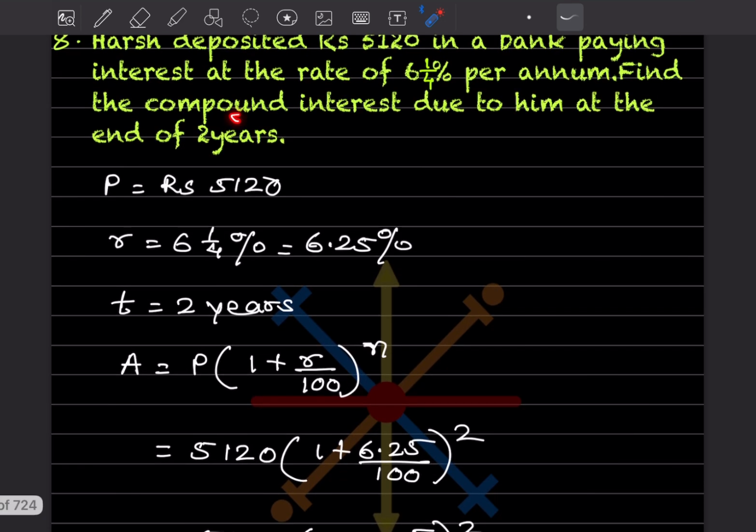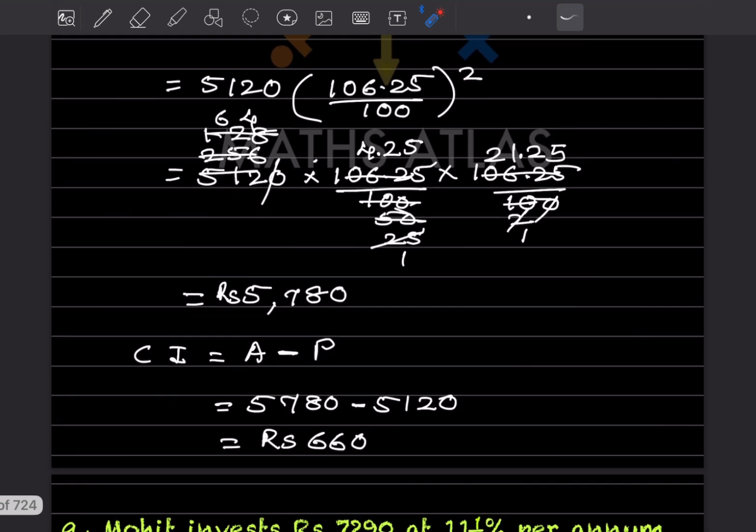So we want here the compound interest. So the compound interest is amount minus the principal. So the amount is 5780 and the principal is given here as 5120. So the compound interest, that is CI, that is rupees 660.